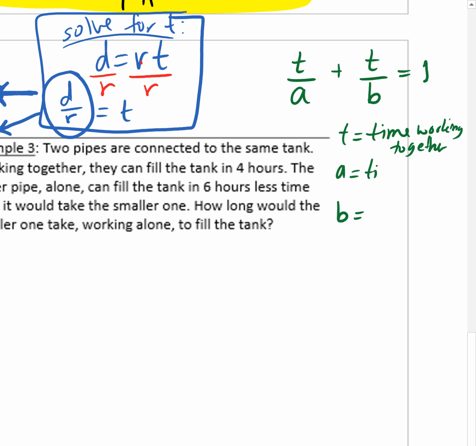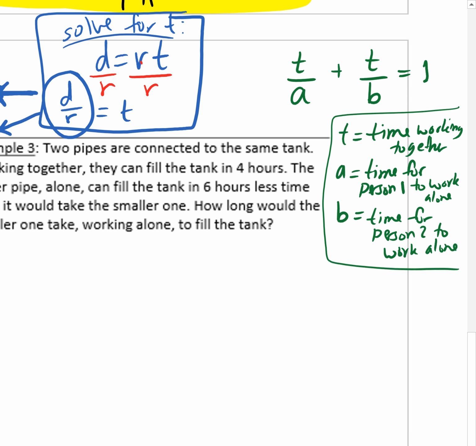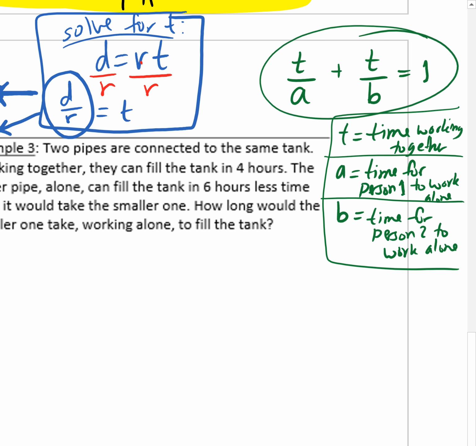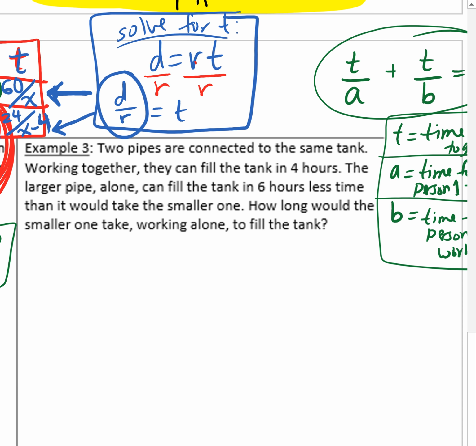So A is the time for person 1, even though it might not be a person, to work alone. And then B is similar, but for person 2, the time for person 2 to work alone. So as soon as you label what each of those are in the problem, maybe they give you those values or some kind of relationship between them, then you're just plugging them into this little formula here. Let me read this problem just to make sure it makes sense.